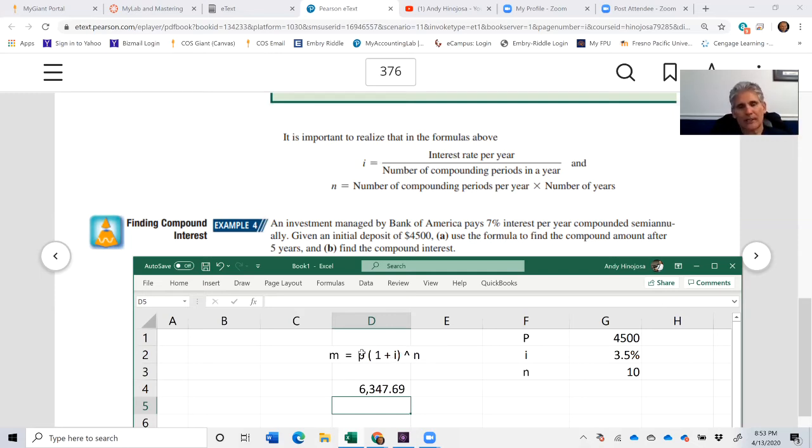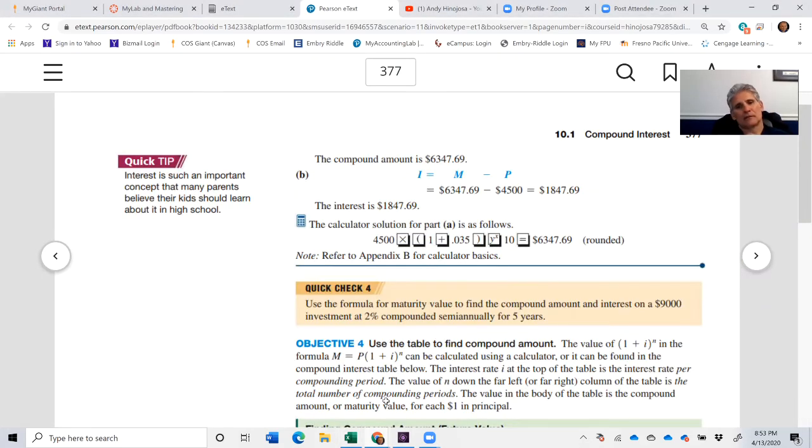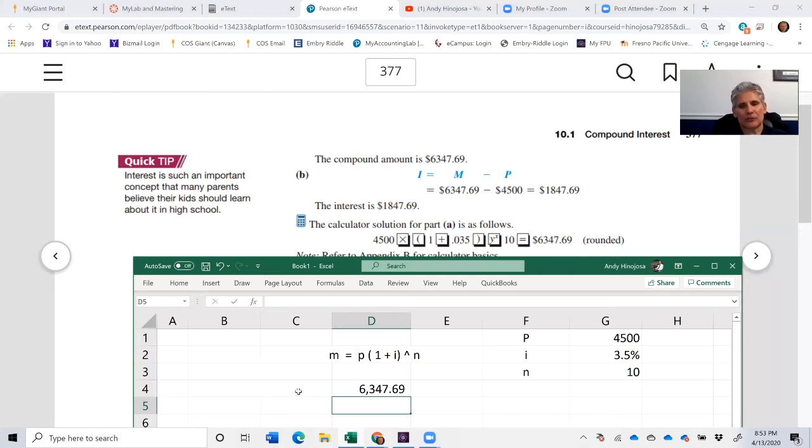Please excuse my dear Aunt Sally. Parentheses first, then exponents. So you take the 1.035 and figure that to the power of 10, whatever the result is, and then you're going to multiply that result by $4,500. Your answer to this, the maturity value, is equal to $6,347.69. The next part is to figure out how much interest there was.